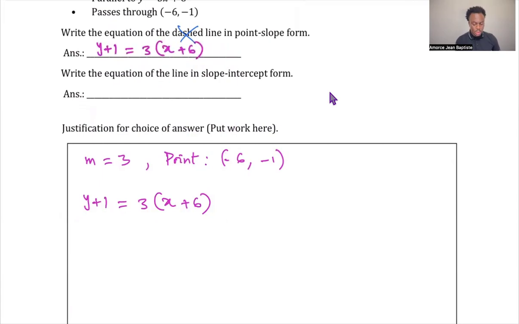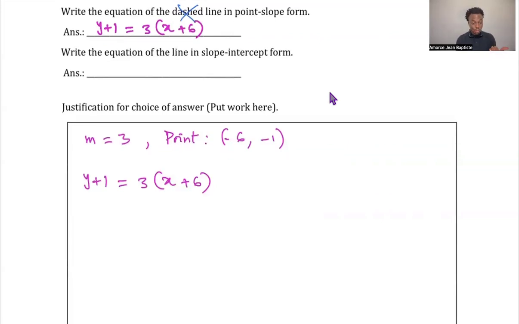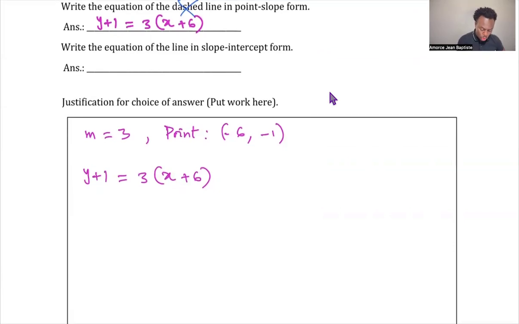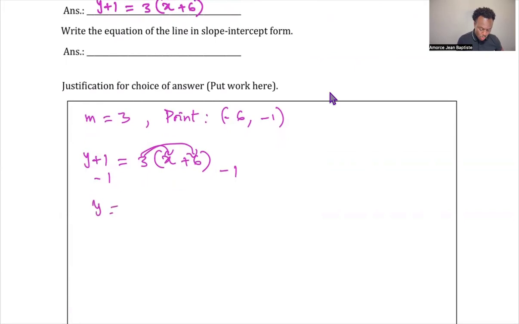And then next, let's find the slope-intercept form, then write it in function notation. So we want to solve for y. Let's subtract 1 on both sides, or rather add 1, and then distribute the 3. Y equals 3x plus 18 minus 1. So y equals 3x plus 17.